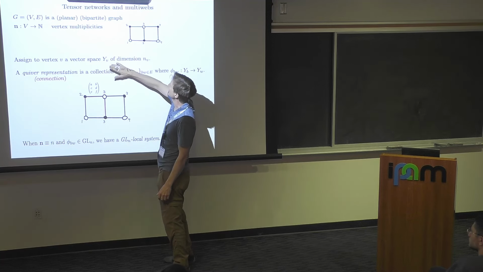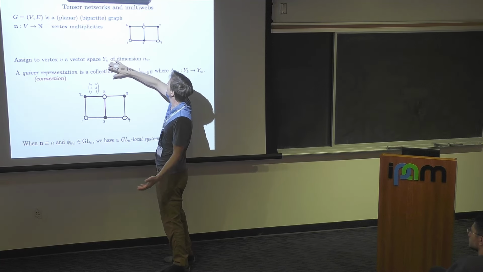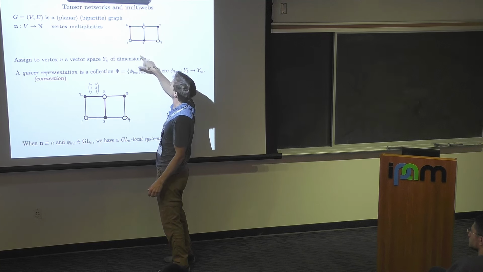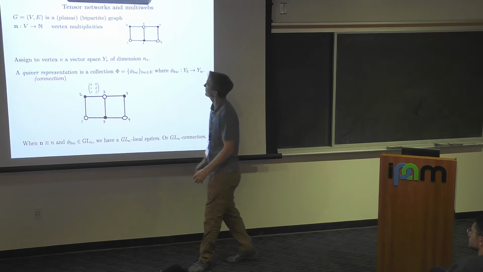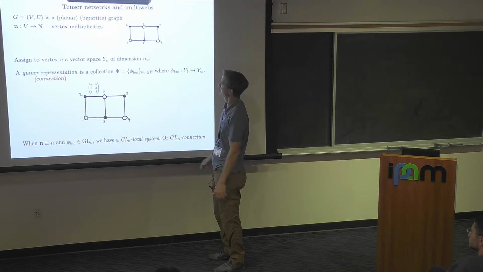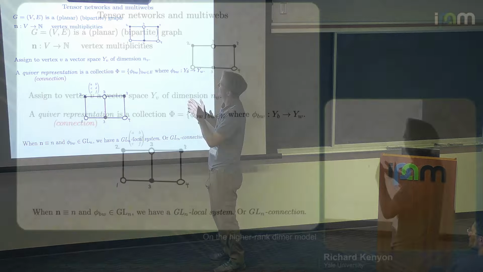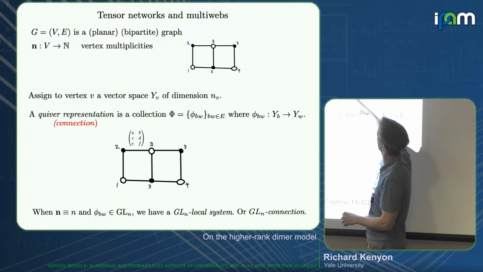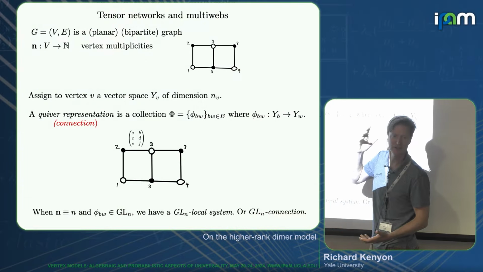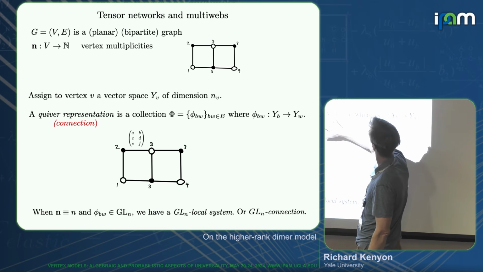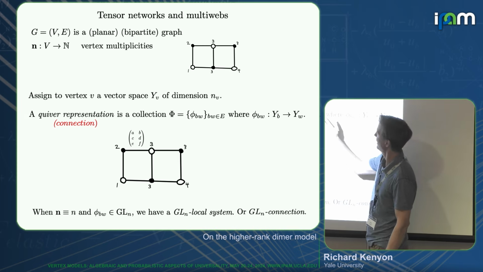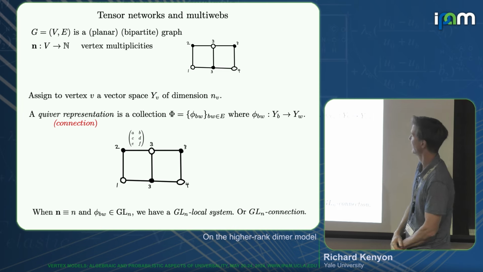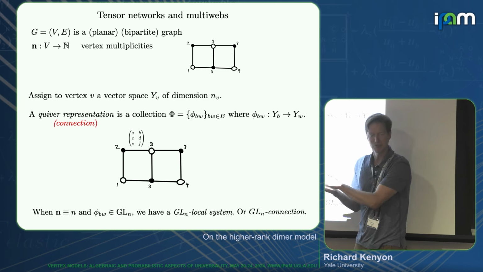And I'm going to assign a vector space, just a copy of R^{n_v} at each vertex v. So a one-dimensional vector space here, a three-dimensional vector space there. And then on each edge, I want to just have a linear map between the corresponding vector spaces. So phi_bw is a linear map from the vector space at B to the vector space at W. And there's such a linear map for each edge. Doesn't have to be invertible.